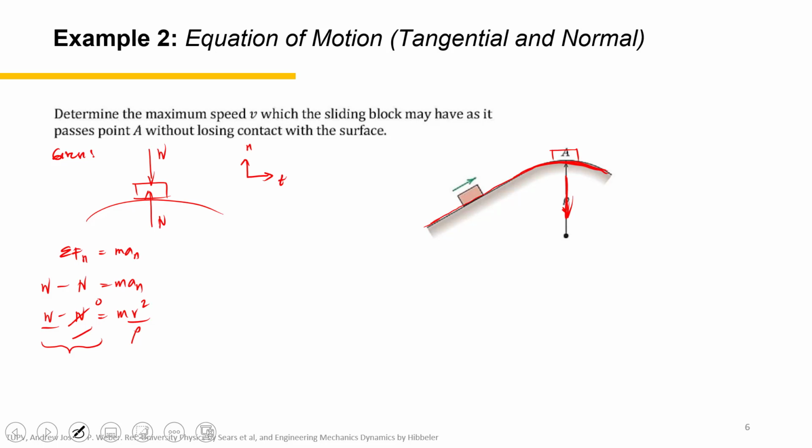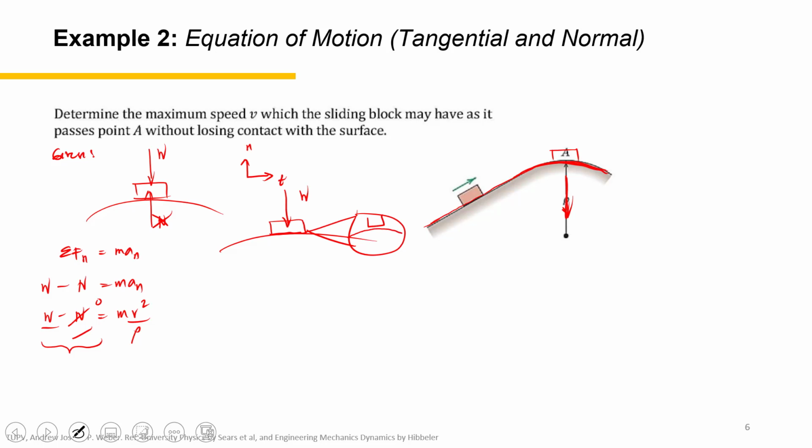Okay, and what does that imply if N is 0? If N is 0, it means that our object is about to fly, and the only force that acts on it is its weight. Meaning, if we maximize this one, the object is about to leave the surface.